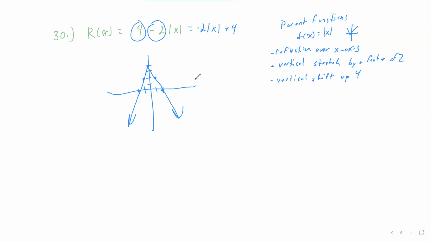And then from that, I just need to pull the domain. So the domain again goes from left to right. So that's going to be all real numbers. And my range goes bottom to top. So I'm going towards negative infinity at first, and then I stop at 4. All right. So there's that one. Let's look at number 32.